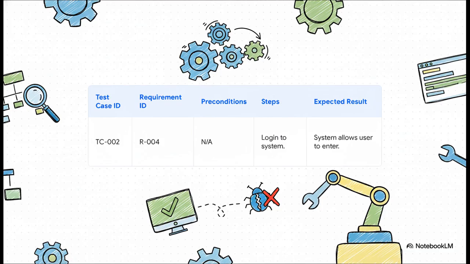Look at this. The steps are vague. Test login. The expected result is just works. This isn't a test, it's a guess. It's completely useless because it's not repeatable, which just goes to show you that in the world of testing, precision is literally everything.